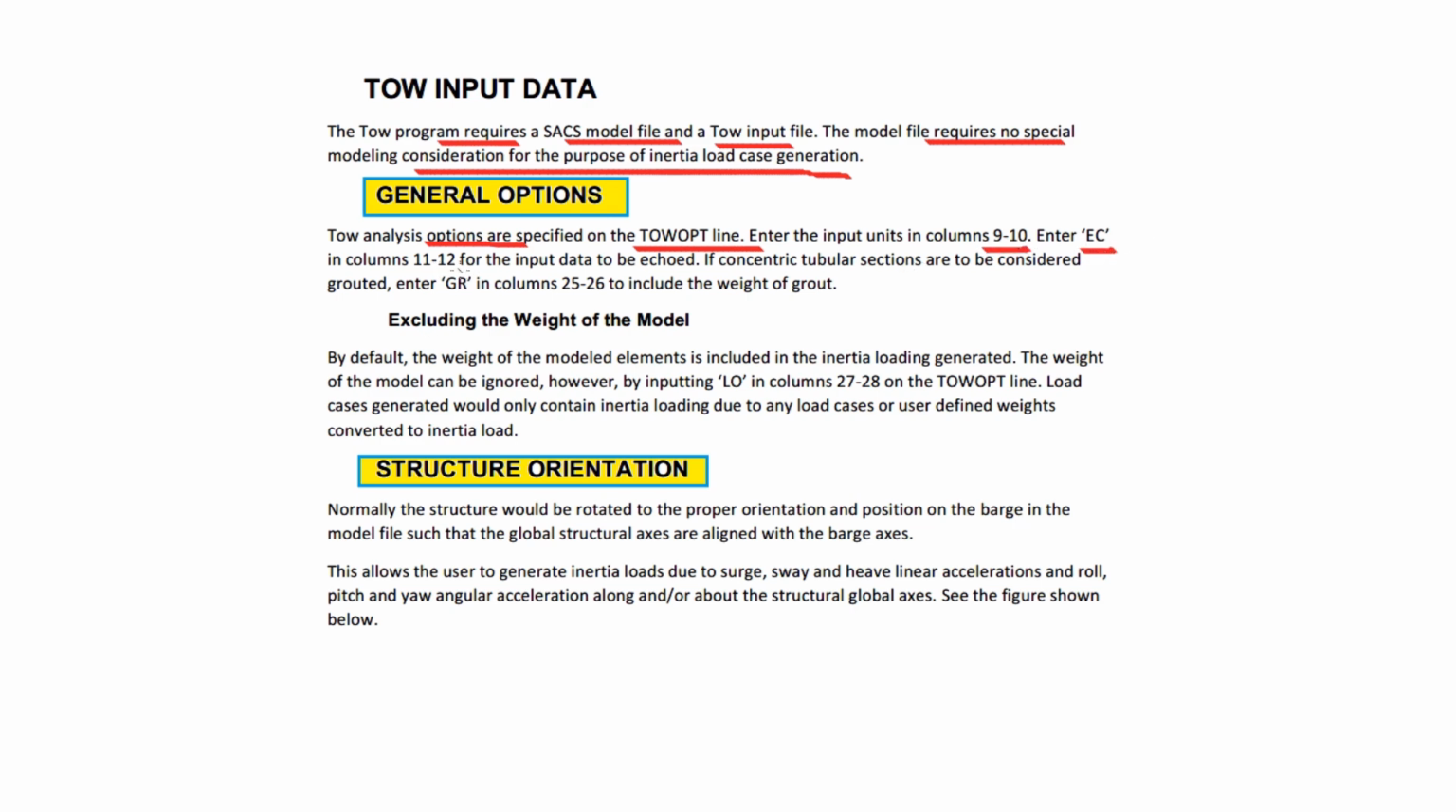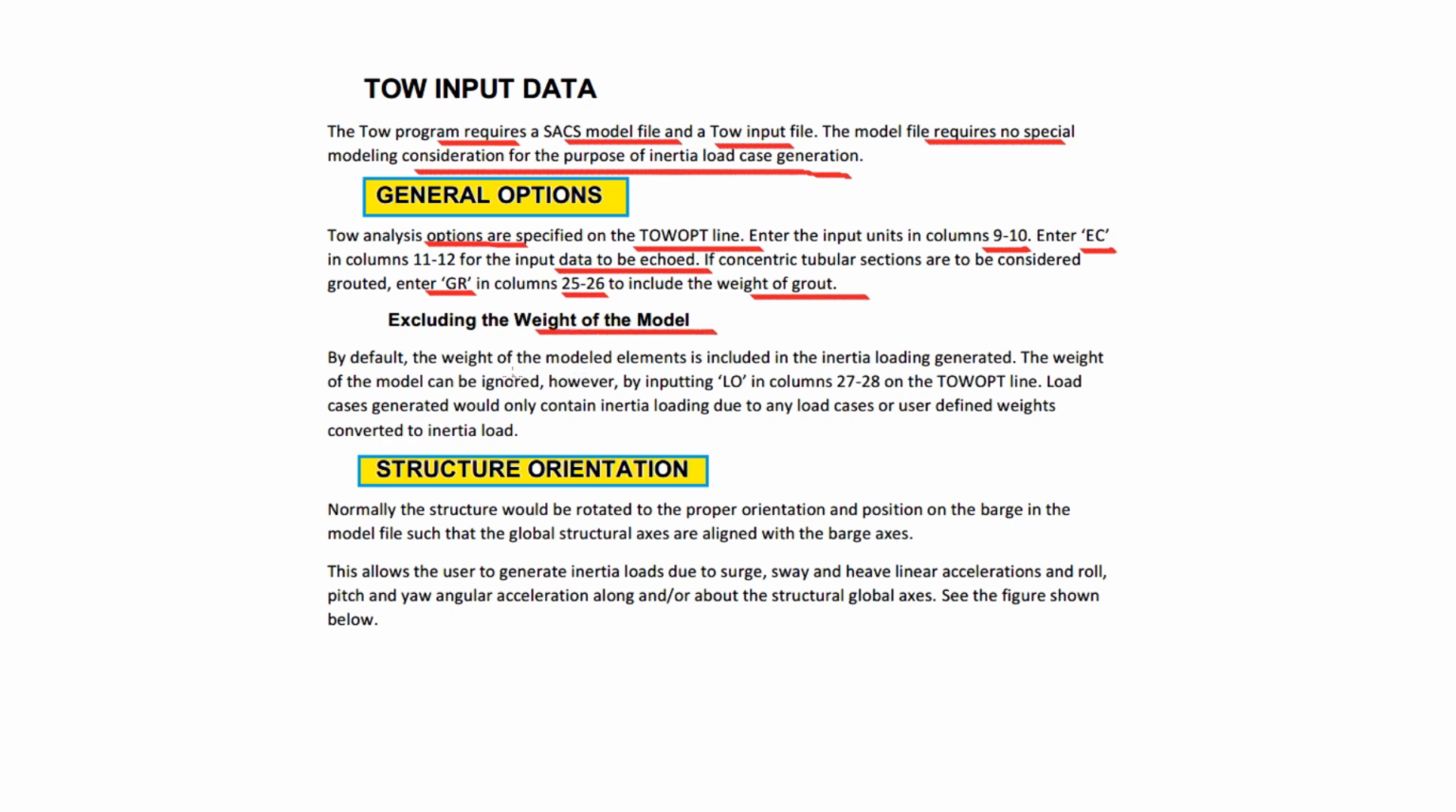Enter EC in columns 11 to 12 for the input data to be echoed. If you want the input data to be echoed, then we need to enter EC. EC means input data to be echoed. If concentric tubular sections are to be considered grouted, then we need to give GR in columns 25 to 26 to include the weight of grout. Suppose you are considering the grouted members also to be transported, then we need to include this GR option. Usually we don't use this option because whenever we are transporting, it will be jacketed at some yards. In some rare cases we may have concentric tubular sections with grout while transporting.